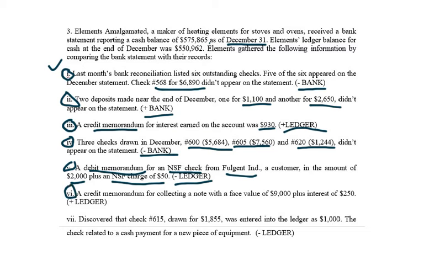So VI here is going to be another credit memo for collecting a note with a face value of $9,000 plus interest of $250. This is another amount, again, that we have not accounted for, but the bank has, so that's why it's going to be added to the ledger balance.